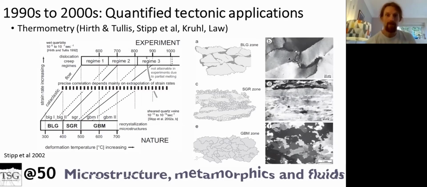Integration of a large number of experiments and natural observations led to recognition of three distinct dynamic recrystallization regimes, shown on the right, trending from bulging to subgrain rotation to grain boundary migration. Importantly, these different regimes were active over temperatures from 300 degrees up to and beyond 600 to 700 degrees, covering much of the ductile conditions in the continental crust.